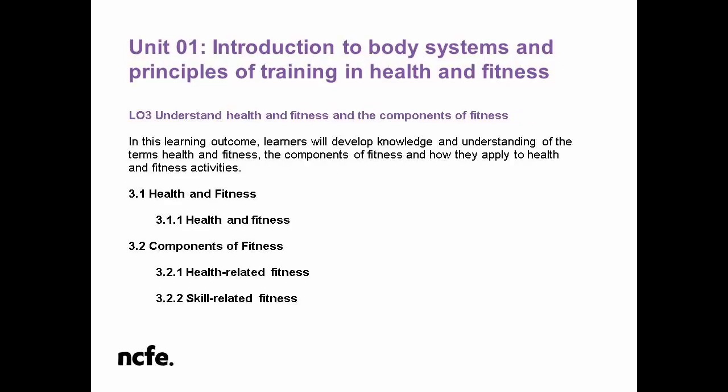In Learning Outcome 3, learners will need to understand the terms health and fitness, both independently and in relation to each other. For components of fitness, learners must understand how they are categorized as either health or skill-related, and understand how each component is linked to health and fitness activities. Additionally, they need to understand the effect that improvements to each component can have on the performance in the activity.